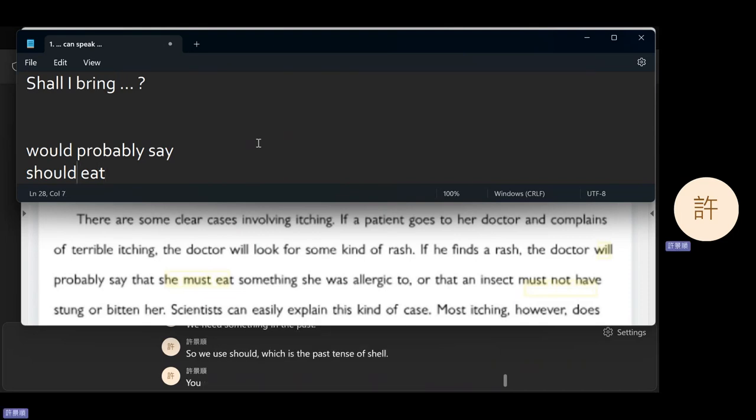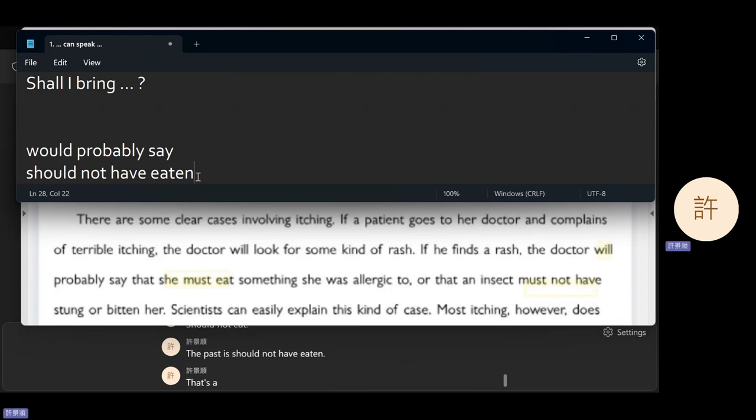You can also say, this is the only answer. Should eat something. What's going on? She was allergic to 对她过敏. Okay, so this is should not, 要否定掉, should not have eaten. Should not eat. The past is should not have eaten.